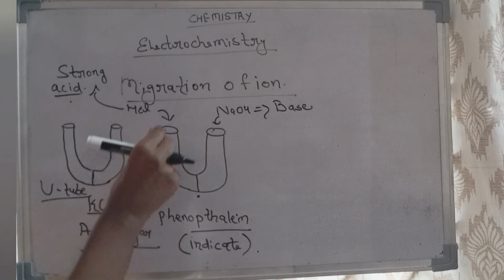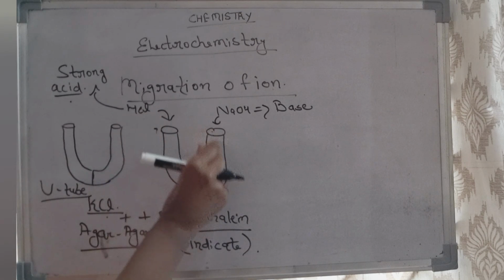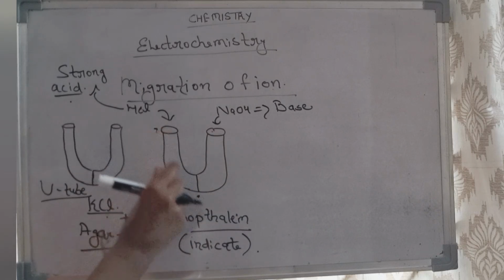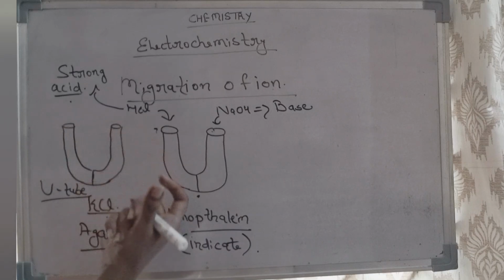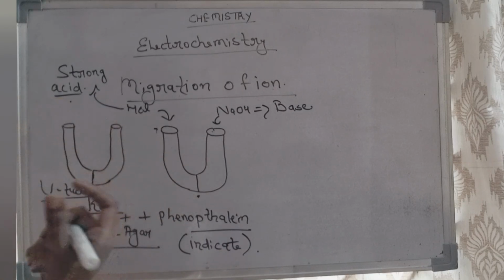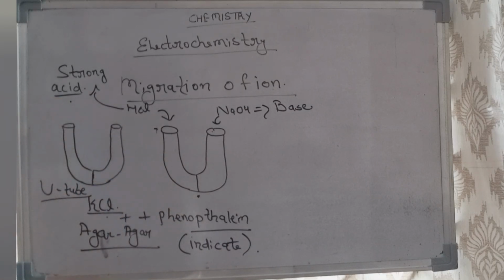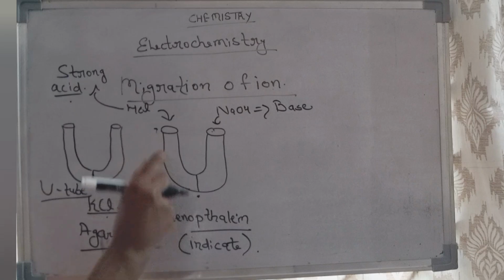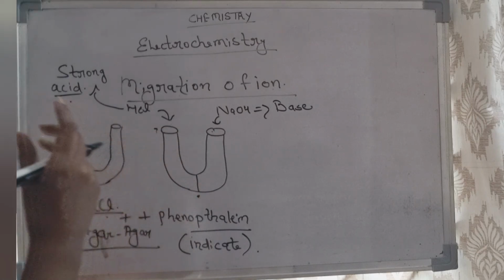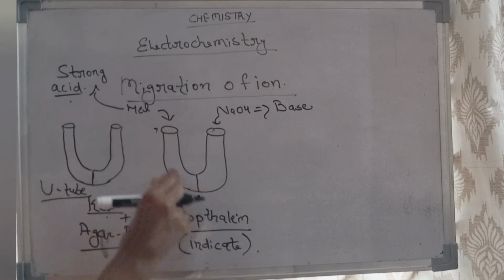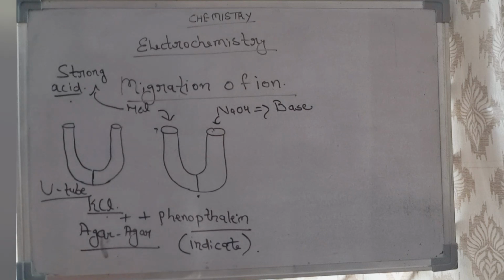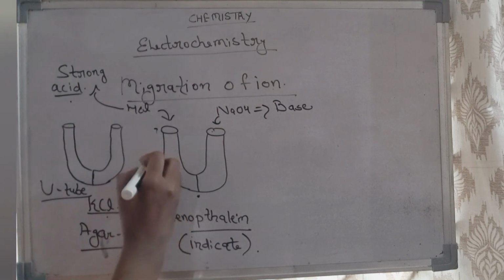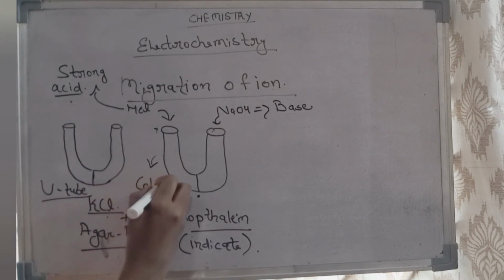Why? Because this whole container is filled with phenolphthalein, and phenolphthalein is only used to indicate a base. If the base is not there and only acid is there, then in an acidic medium the phenolphthalein is not able to give you any kind of color. So on this side, only up to this mark, you will see no color. In this tube it will be colorless.